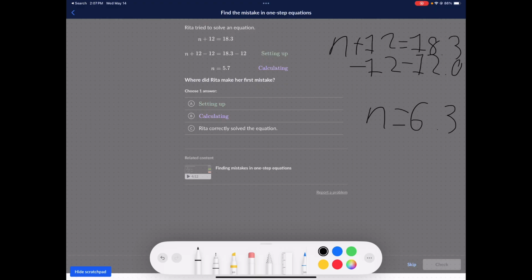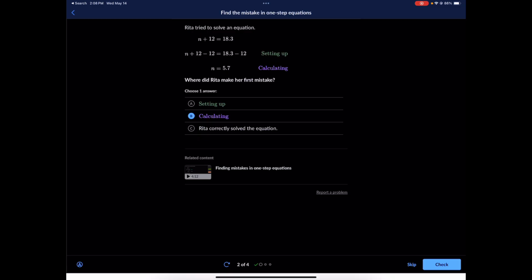Let's see what we got here. Okay. Aha. She said 5.7. Oh, I see what she made here. She mistakenly thought that she was adding 12. Actually, I don't even know how she got that, because 18 minus 12 is 6, and then 0.3. So the first step she made, it was calculating, because this was correct, right? We have to subtract 12, but then she said this, so the answer is B, calculating.